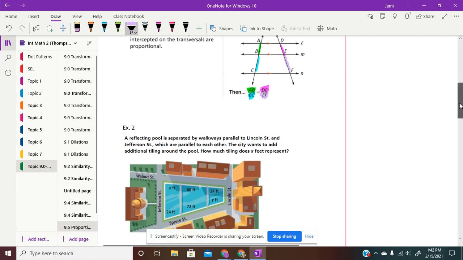So we're going to use that here. A reflecting pool is separated by walkways parallel to Lincoln Street and Jefferson Street, which are parallel to each other. The city wants to add additional tiling around the pool. How much tiling does X feet represent?